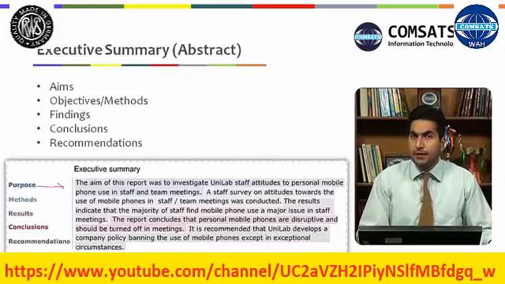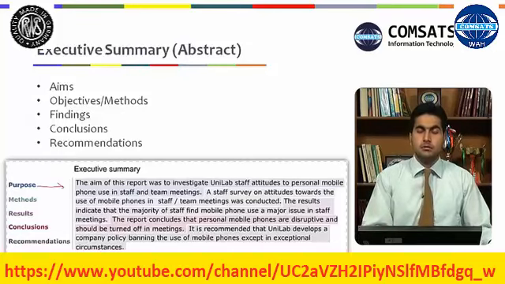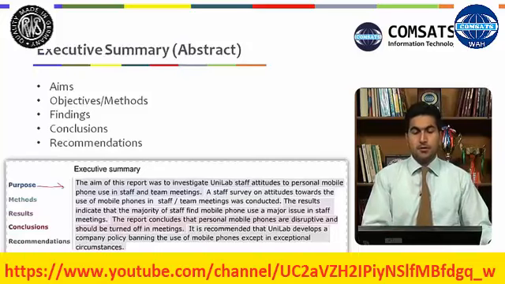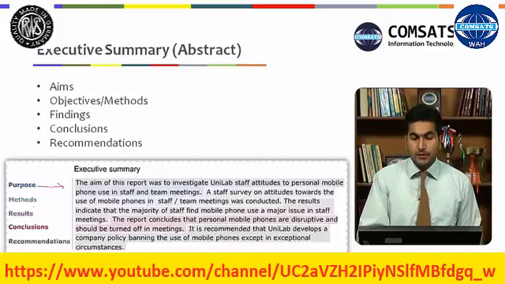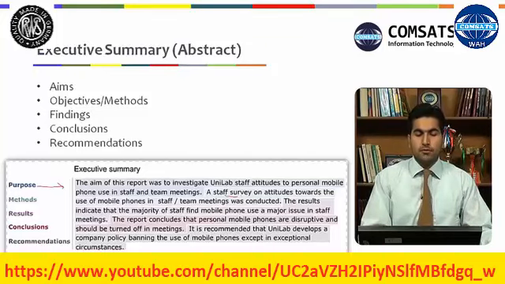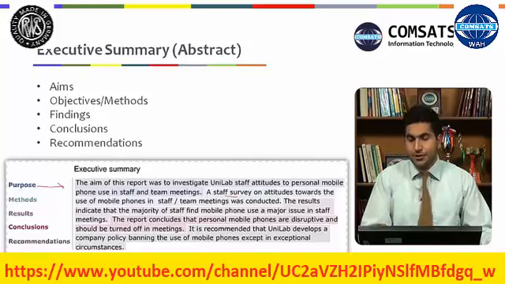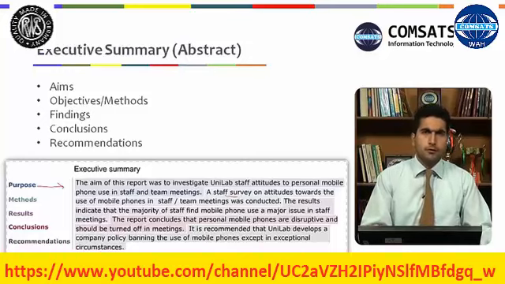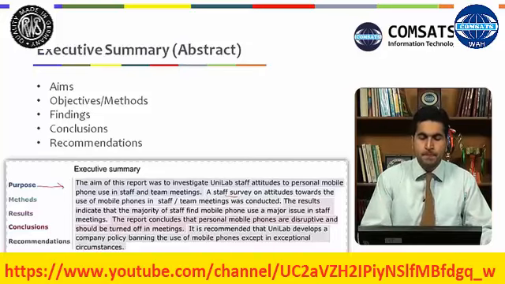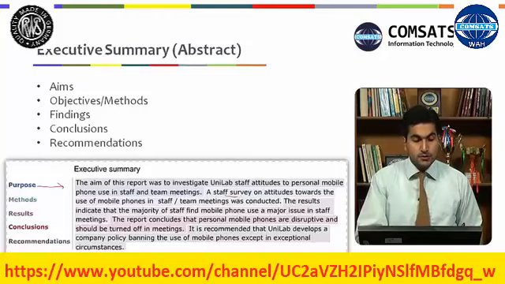If we look at the text highlighted in green, you will have an idea of how the methodology is written, especially for this report and its executive summary. A staff survey on attitudes towards the use of mobile phones in staff team meetings was conducted. Have you noticed what points are being highlighted within this sentence? The focus has been laid down that a staff survey was conducted on what? On the attitudes towards the use of mobile phones. So this is basically the method which was used to analyze the attitude towards the use of mobile phones. Things are being set, things are being established. Now we have the methodology as well.